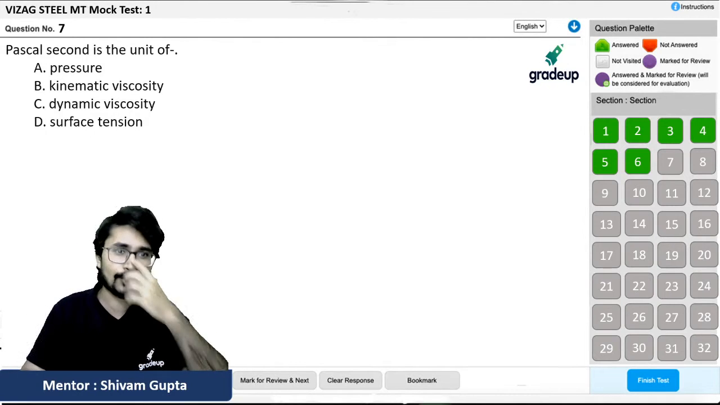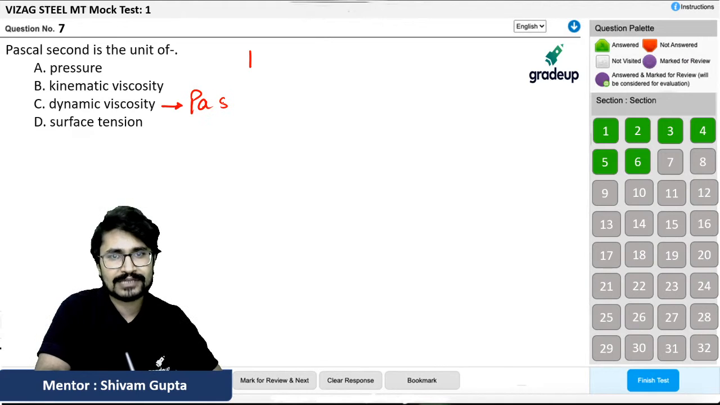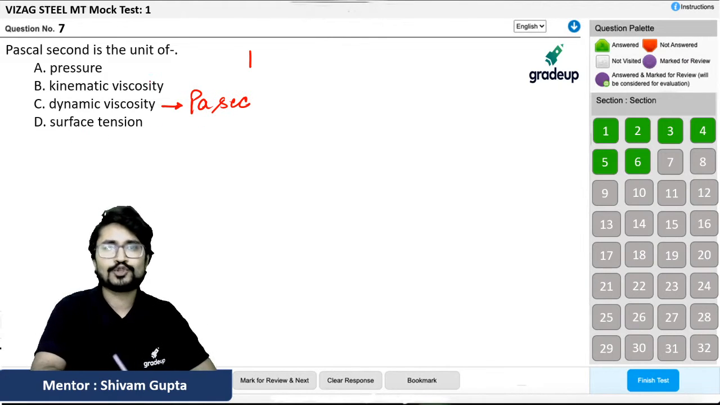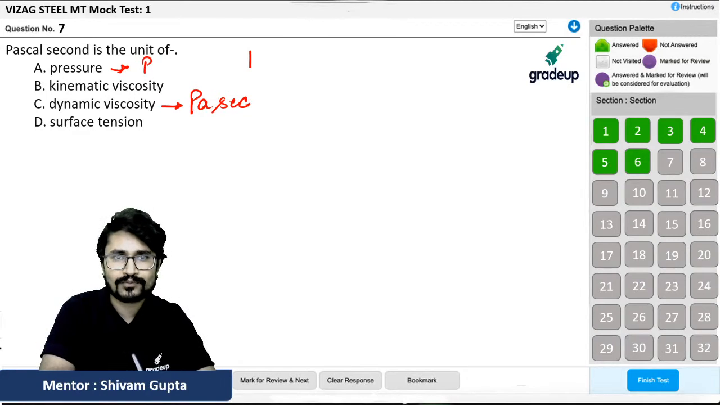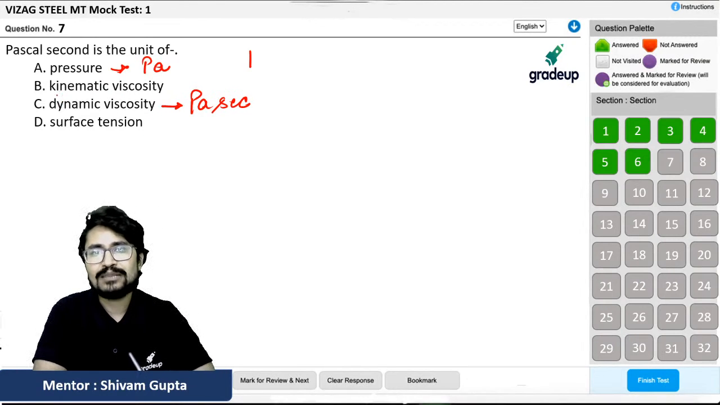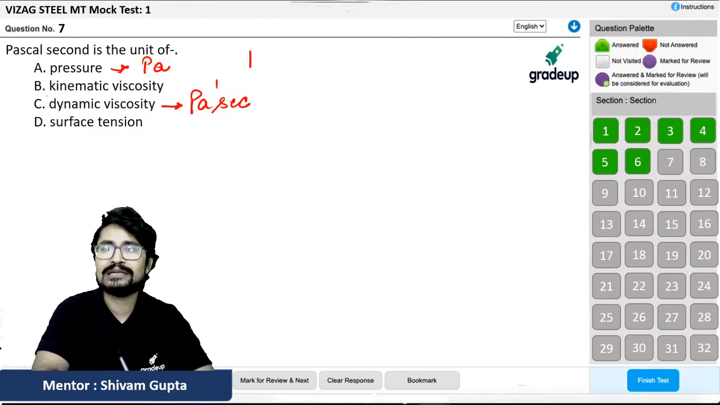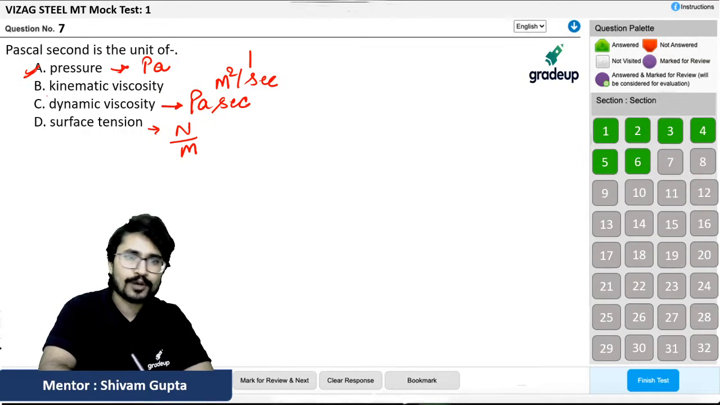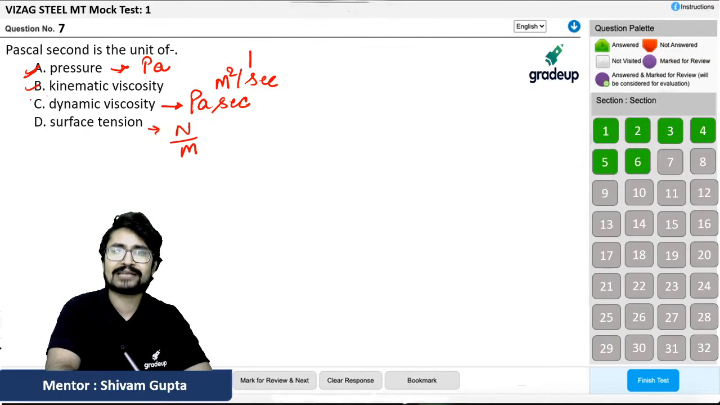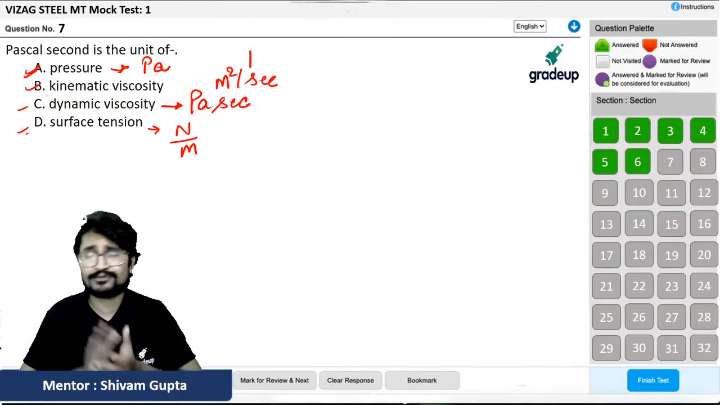Okay, dynamic viscosity, very good. So the Pascal second is the unit of dynamic viscosity, right? Do you know what is the unit of the pressure? Newton per meter square. That is Pascal. Now, what is the unit of kinematic viscosity? For the kinematic viscosity, you have meter square per second, right? And for the surface tension, you have what? Newton per meter. That is force per unit length. So the unit for pressure is Pascal, kinematic viscosity is meter square per second, dynamic viscosity is Pascal second, and surface tension is Newton per meter. So if anybody will ask one question, we will give 4 answers.